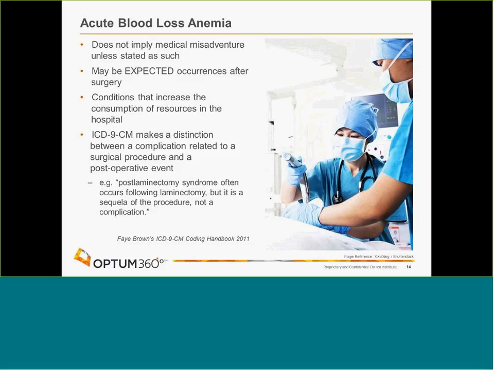So here we have acute blood loss anemia. Again, it does not imply a surgical misadventure, it may be an expected occurrence. Again, we're just looking for something that increases resource use. Another example of a condition that doesn't imply any surgical misadventure that will occur post-op would be the post-laminectomy syndrome. The surgery went perfectly well, but in the post-op period, 6 months later, they have the syndrome. And so just don't say that it is due to the procedure or as a result of. It's simply a standalone diagnosis.